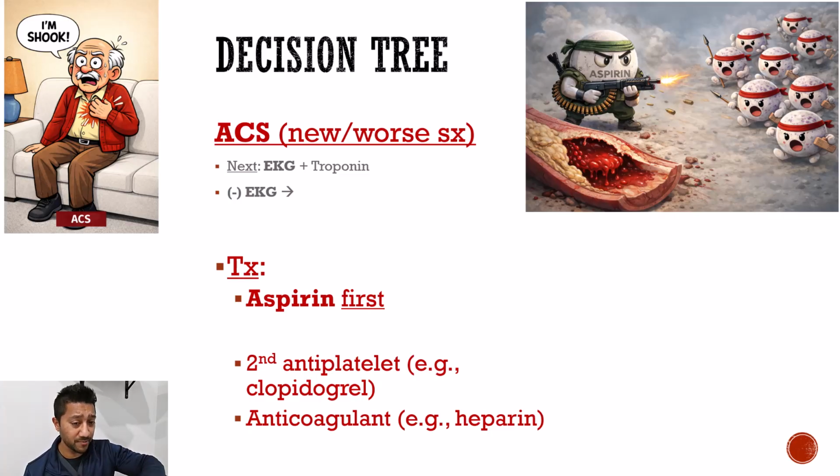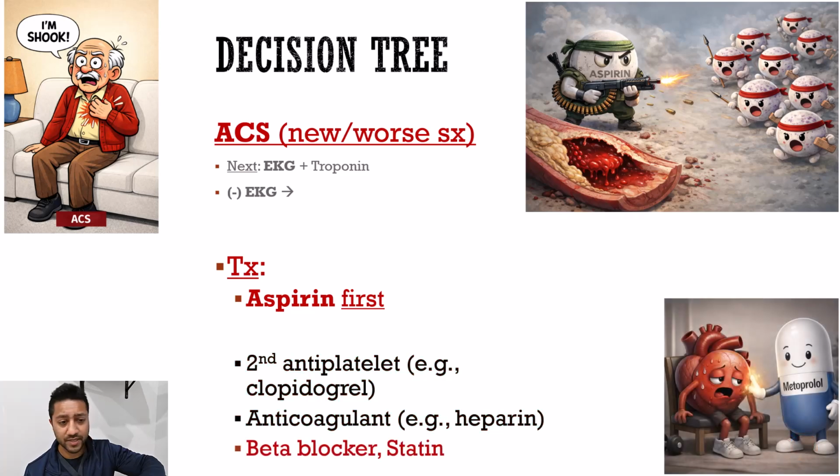Eventually, you should also start the patient on a beta blocker to decrease that cardiac work and preserve those cardiac muscles, and a statin to decrease that future plaque buildup.